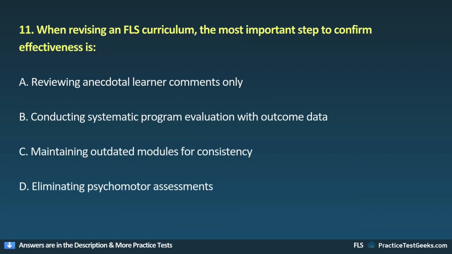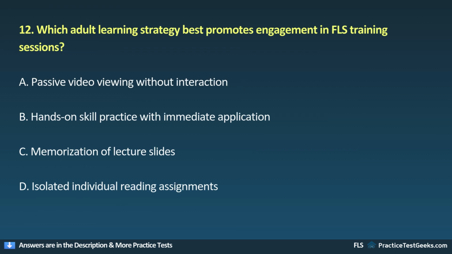11. When revising an FLS curriculum, the most important step to confirm effectiveness is: A. Reviewing anecdotal learner comments only. B. Conducting systematic program evaluation with outcome data. C. Maintaining outdated modules for consistency. D. Eliminating psychomotor assessments.